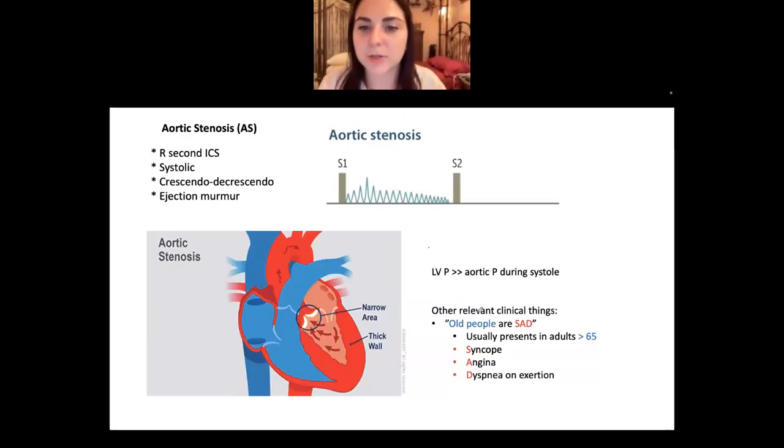And then I always use the mnemonic "old people are sad," because with aortic stenosis, typically you see it in older patients, and then SAD gives you the symptoms. So usually people over the age of 65 who present with syncope, angina, and dyspnea on exertion. They might say they're passing out more often, they have chest pain, and they have shortness of breath when they try to walk up steps. That's like, okay, let's think about aortic stenosis.